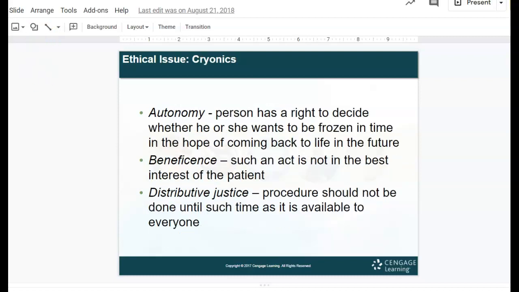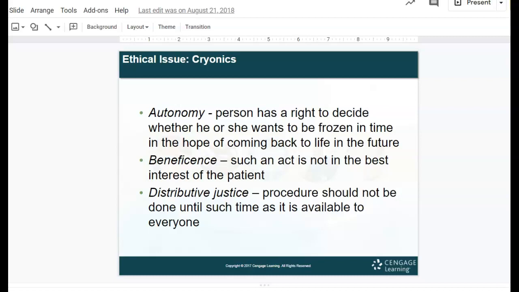Another one is cryonics, which is where you have your body frozen right after death and the potential that you can be thawed out years later. Once there's a cure for whatever is killing you, you can be thawed out and then live again. So again, the three principles: autonomy says that the person has a right to decide whether he or she wants to be frozen in time in the hope of coming back to life in the future.